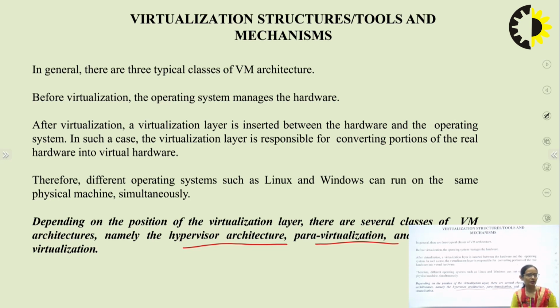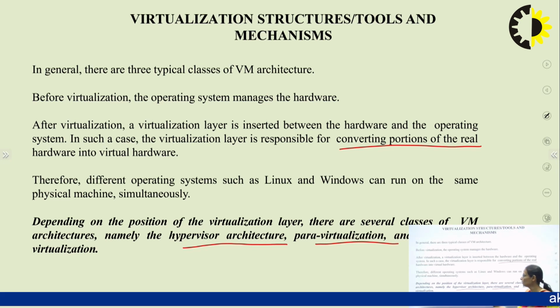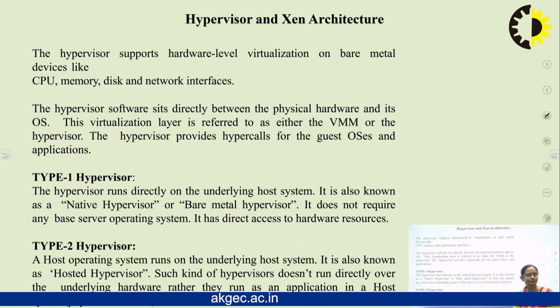Before virtualization, the OS manages the hardware directly. After virtualization, a virtualization layer is inserted between the hardware and the OS. In such a case, the virtualization layer is responsible for converting portions of the real hardware into virtual hardware. Therefore, different OSes such as Linux and Windows can run on the same physical machine simultaneously. Depending on where this virtualization layer is placed, we have hypervisor architecture, para-virtualization, and host virtualization.